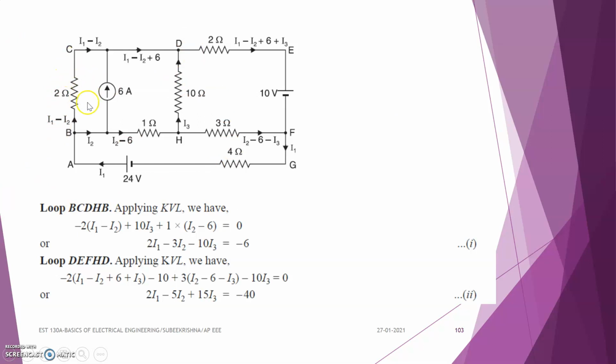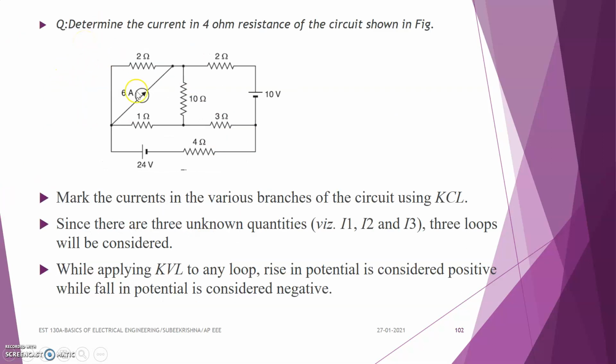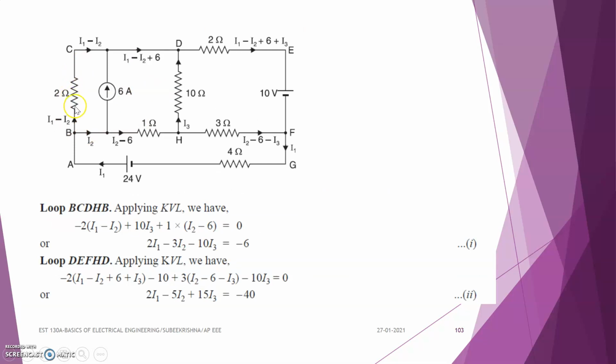We are just rearranging the positions of the 6 ampere current source like this. So the 2 ohm resistor and 6 ampere current source are placed here, and the 10 ohm resistor, 2 ohm, 3 ohm and 10 volt battery, and 4 ohm resistance and a 24 volt battery. So the same circuit, we can just redraw like this, and then mark the currents.